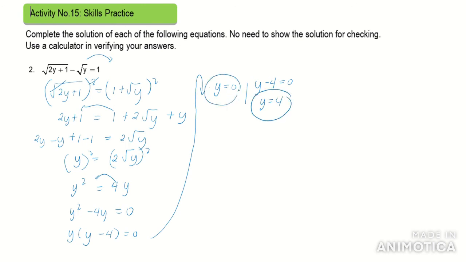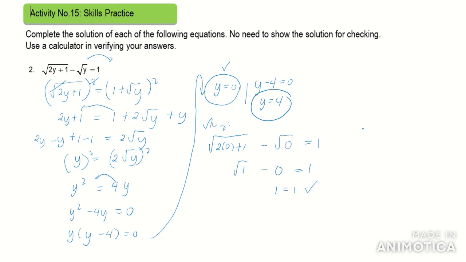Now let us check whether each value will make the equation true. So let's start with y equals 0. So we have the square root of 2 times 0 plus 1. Always look at or refer to the equation. Minus the square root of 0 is equal to 1. You have now 2 times 0 is 0. Then we have plus 1. So we have 1. Minus, what is the square root of 0? That is 0, is equal to 1. What is the square root of 1? 1 is equal to 1. So indeed, y is equal to 0 is a solution.